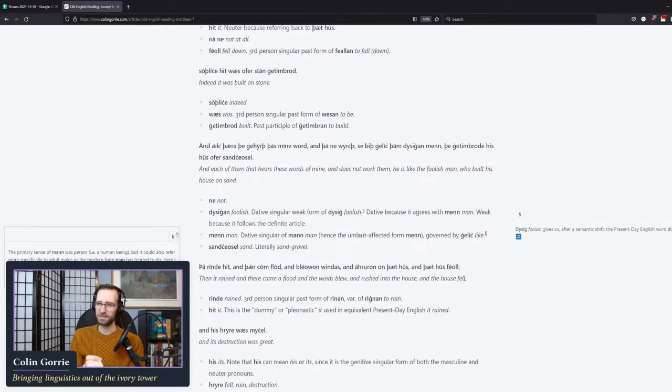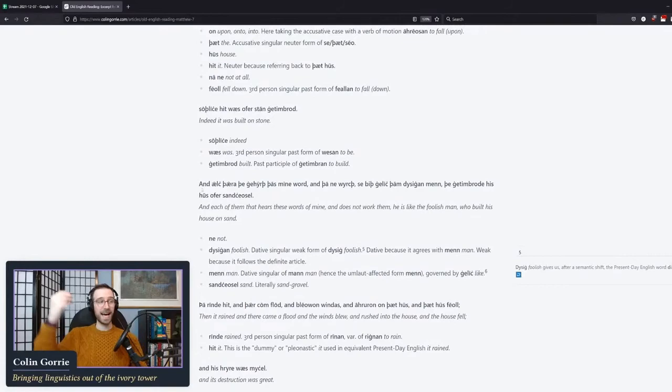Okay, so most of this is old news to us at this point. Ælc thara, same as in the first sentence, each of them. The gehyrth thas min word, who hear these words of mine, and tha ne wyrcth. So we have the slight difference here: and does not work them, does not put them into practice. Se bith gelic tham dysigan men. And this is a cool part. So, is like the foolish man, dysig.